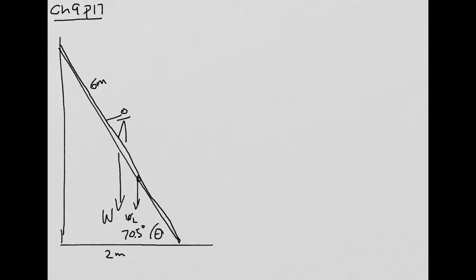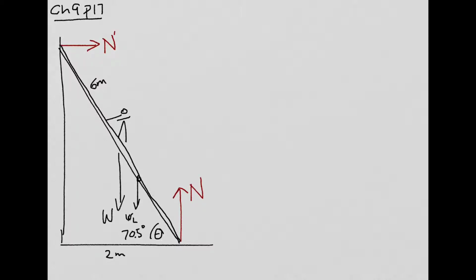So let's look at the forces that are acting on the ladder. Obviously we've got the weight of the person going down and the weight of the ladder going down. We have a normal force coming up, and that's going to hold the ladder up. We also have a normal force from the wall. I'll call that N prime, pointing perpendicular to the wall.